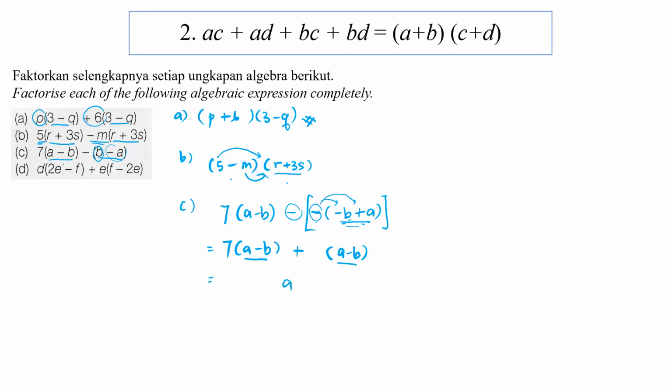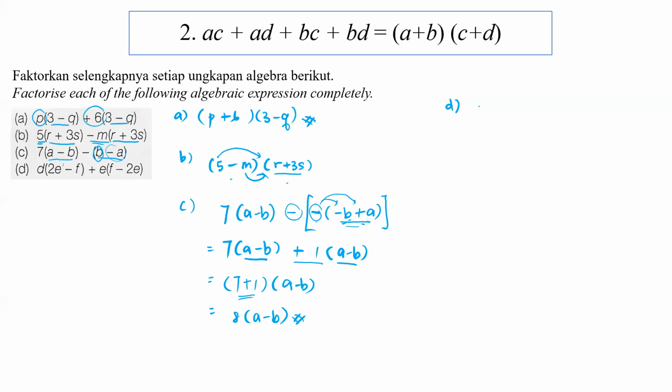So I can just factorize the a minus b. So what do I left behind for the first term? 7. What about the second term? There is an invisible 1 here. So plus 1. And 7 plus 1, they are like terms. Both are constant, so we can add them together. So we have 8 times a minus b. That is our factorization.